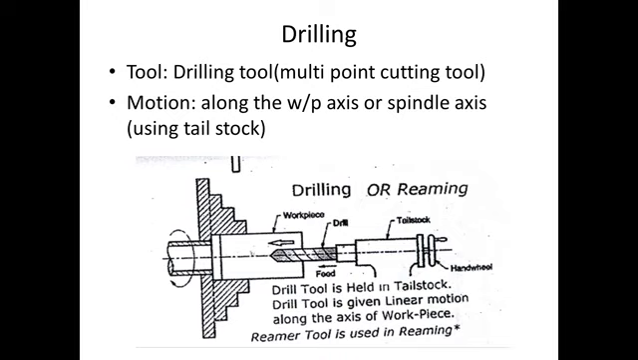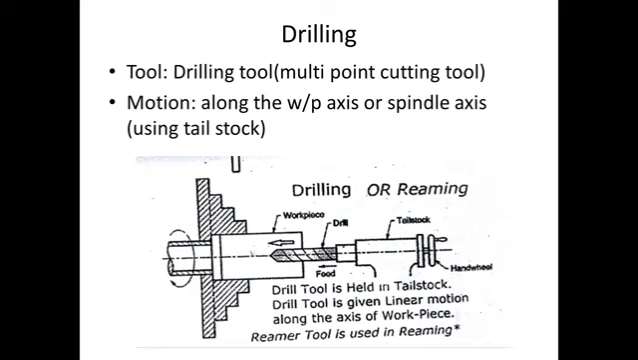Next, drilling operation on a lathe machine. So we can do the drilling operation, creating a cylindrical hole, on a lathe machine, where we need to place a twist drill bit inside a tailstock dead center, which can be placed to create a hole in cylindrical objects. The motion in case of drilling operations is by using the tailstock.